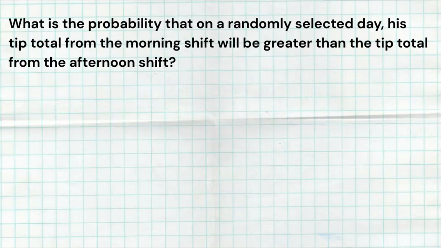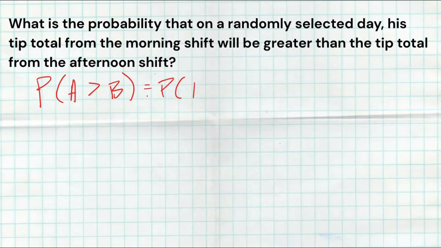All right, final question here. What is the probability that on a randomly selected day, his tip total for the morning shift will be greater than the tip total for the afternoon shift? This typically tends to be one of the hardest types of questions for students on the AP exam, but we're basically trying to find the probability that the morning, that was A, is greater than the afternoon, which was B. Now, the first thing I like to do here is subtract the B over. So we're trying to find the probability that the difference, A minus B, is greater than 0.